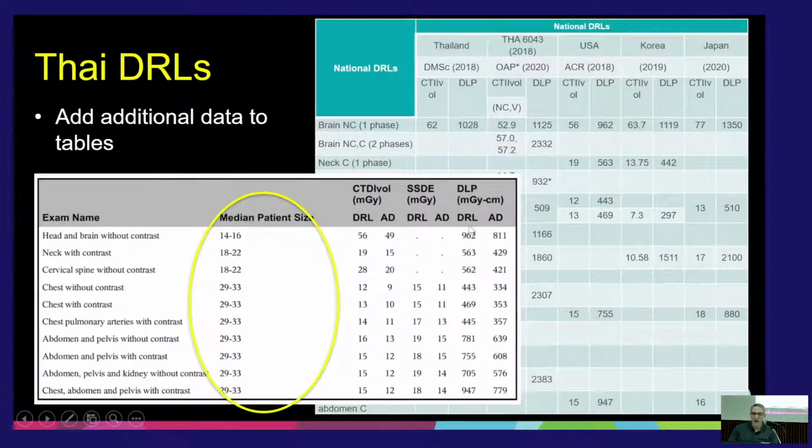Okay. The next thing I wanted to talk a little bit about is being able to put in patient demographics. So we have the average is going to be about 60 kilograms. Is there an initiative from the Thai group to start adding in the patient size? Not SSDE, but, for example, the average head and brain without contrast in the US is 14 to 16 centimeters. That's the average that was used. I'm asking the question.